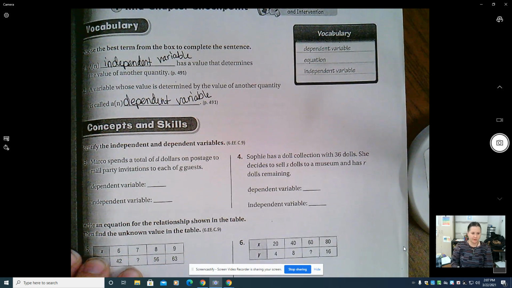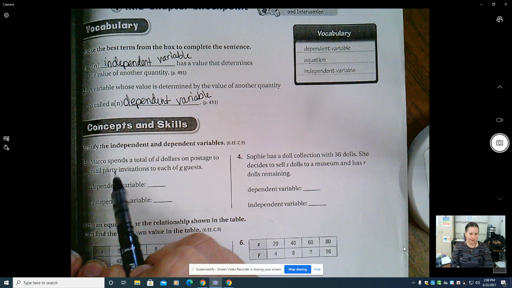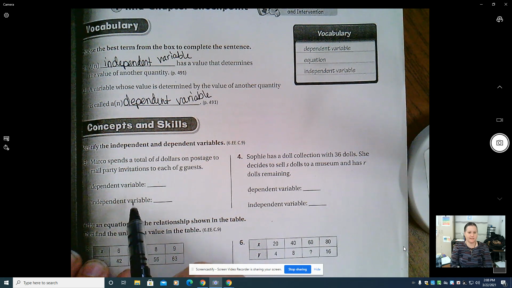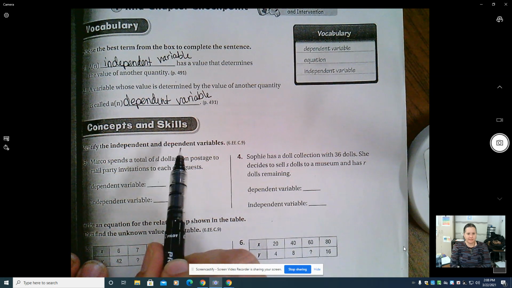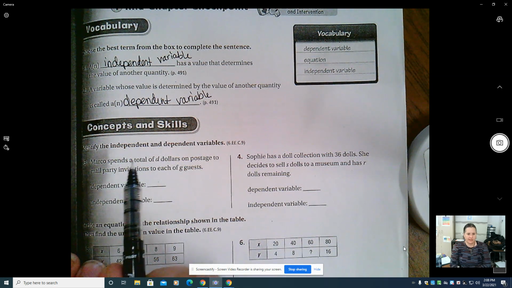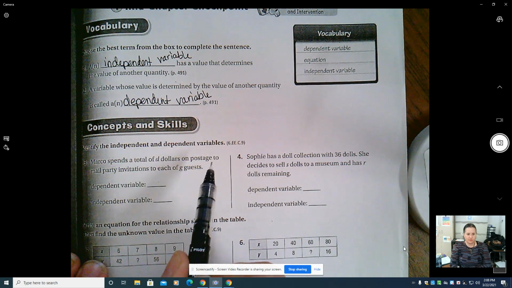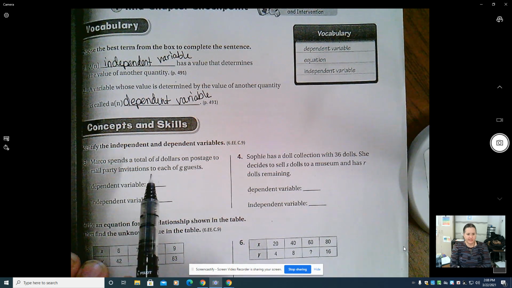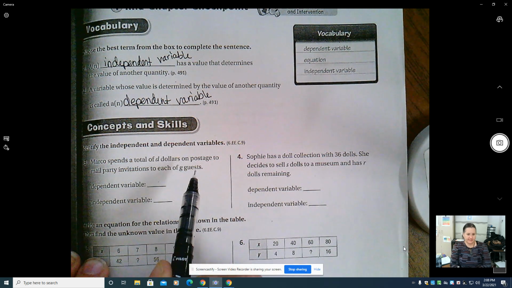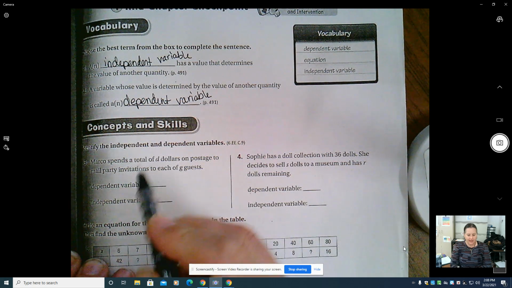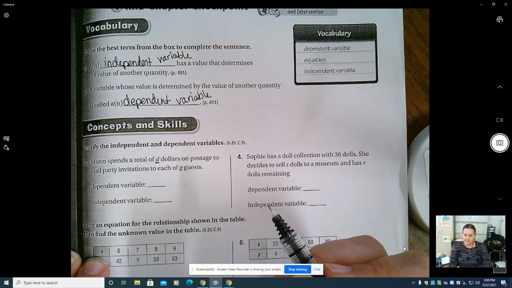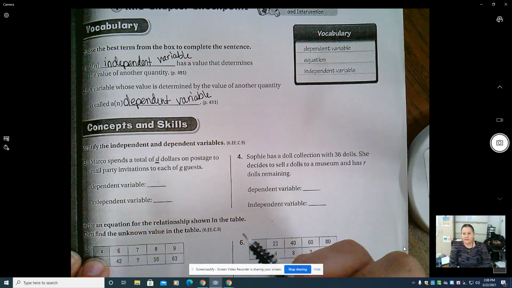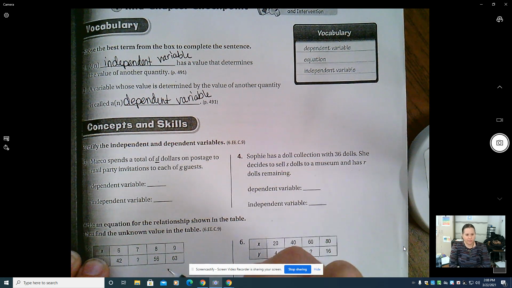So let's talk about what this is in this problem. Which one is the dependent and which one is independent, and why? It says identify the independent and the dependent variables. Marco spends a total of $D on postage to mail party invitations to each of G guests. So the amount of money he's going to spend is going to depend on how many guests he invites. If he invites a lot of guests, he's going to spend more money.